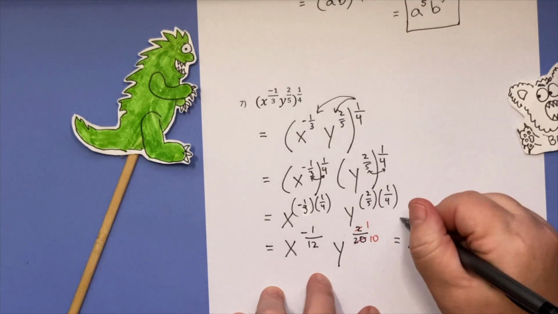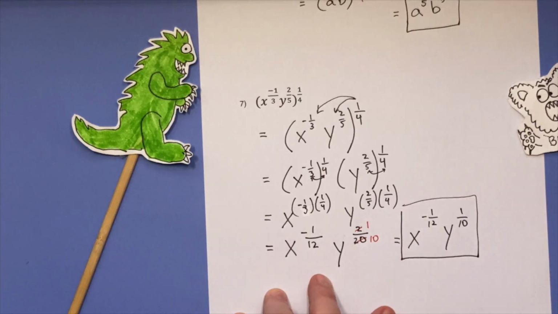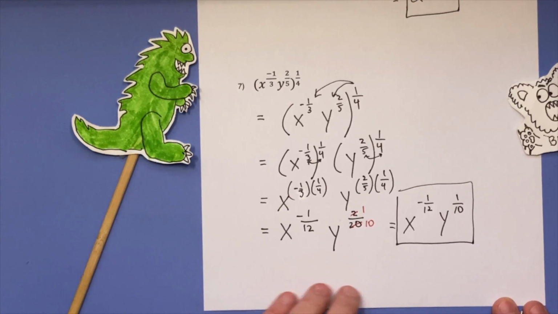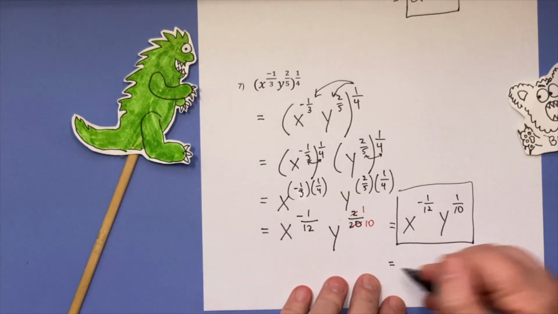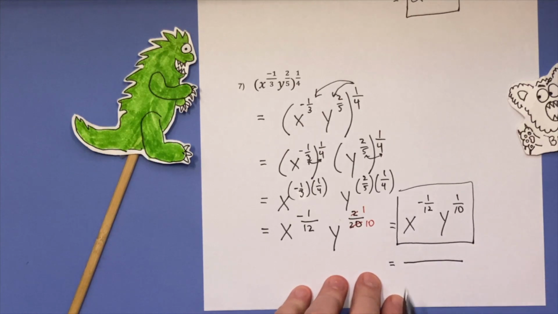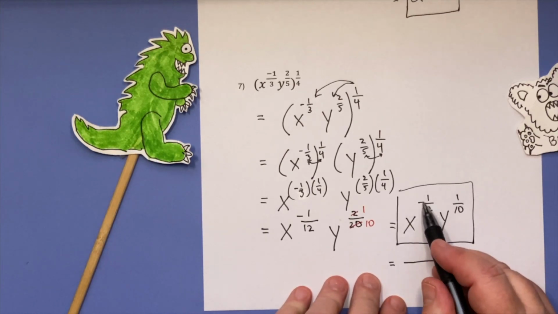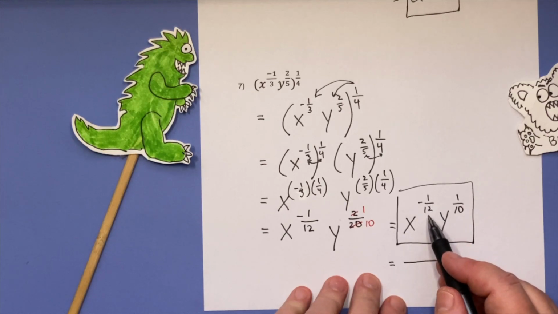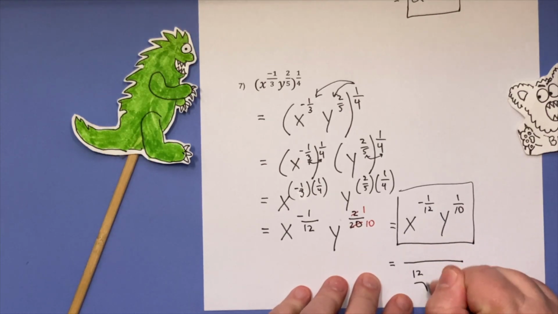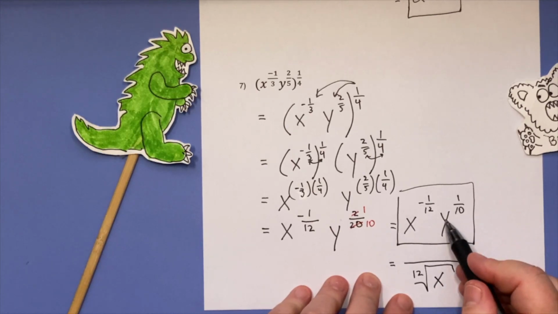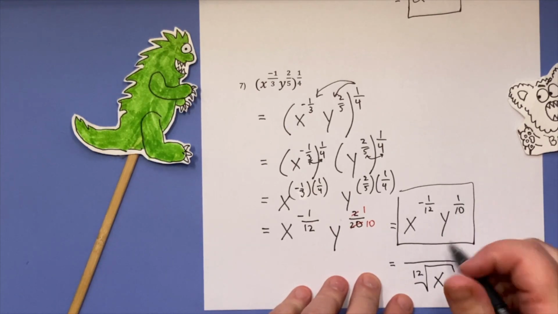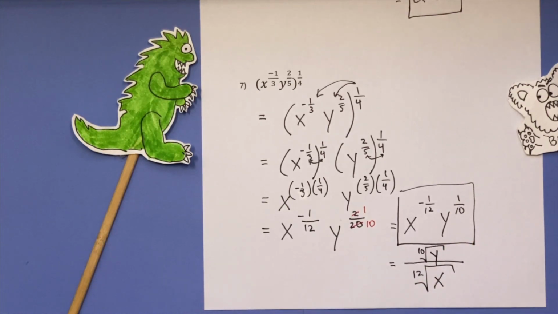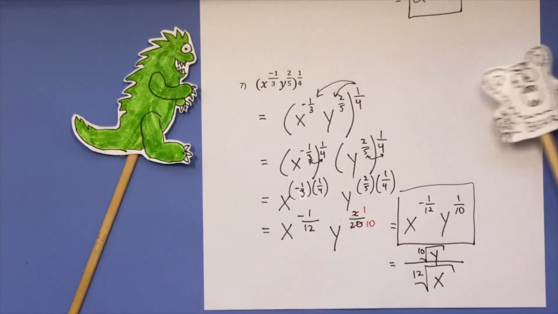Now, as far as the answer is concerned, this is correct, but since this is our last problem, I want to go ahead and write it out in radical form. So the x is in the denominator because of the negative, and it's x to the 1st power and it's the 12th root. So 12th root of x. Up top, because this is positive, it's the 10th root of y. Bam! There we have it.